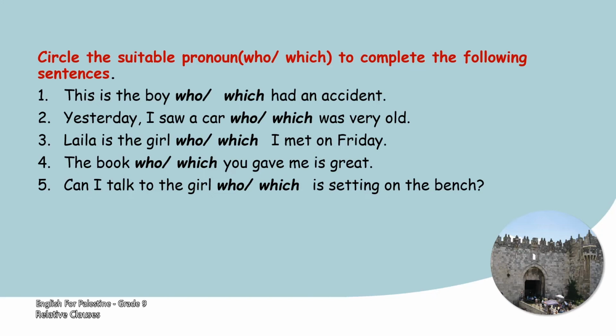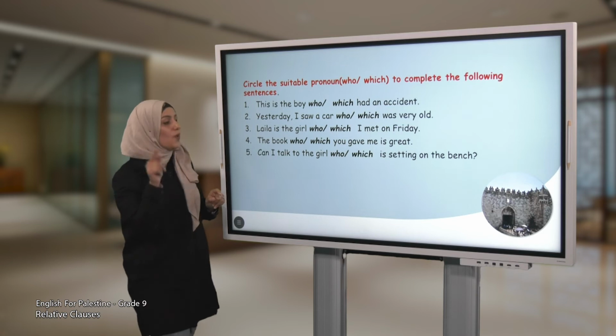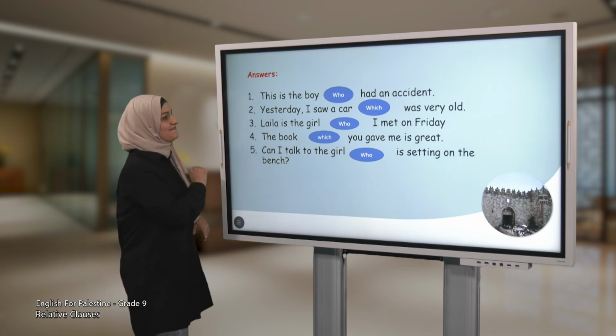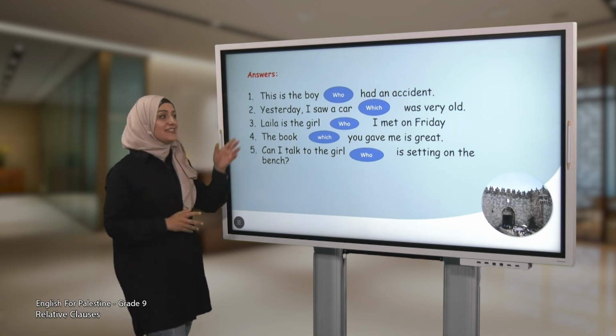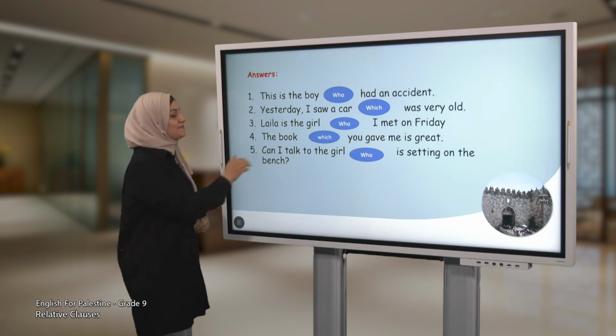4. The book who or which you gave me is great. The book which you gave me is great. And the last sentence: Can I talk to the girl who or which is sitting on the bench? Can I talk to the girl who is sitting on the bench? Excellent. And here are the answers. We answered all the sentences correctly.